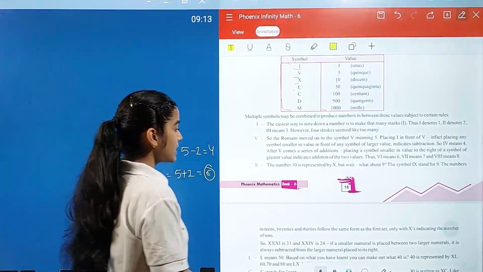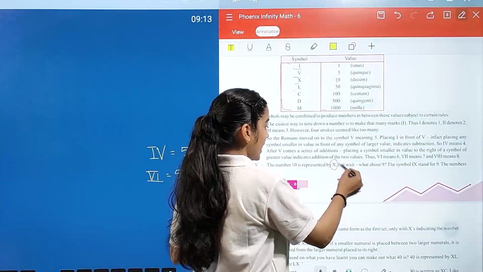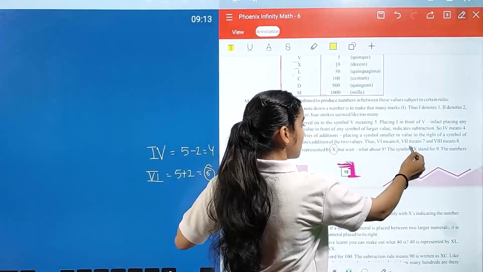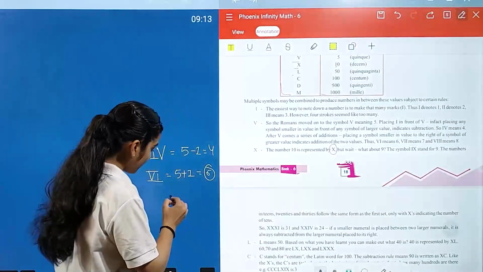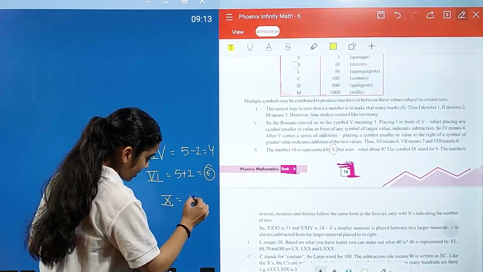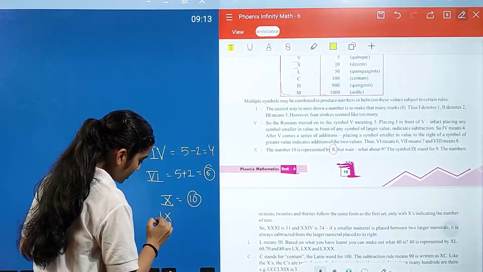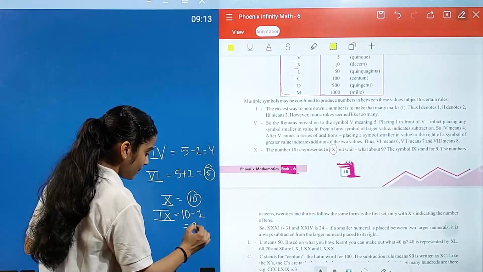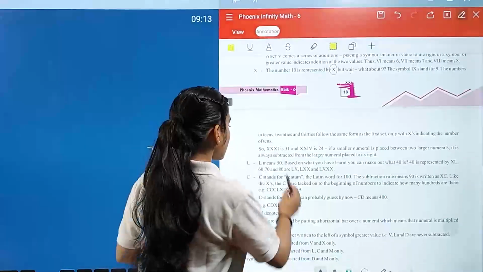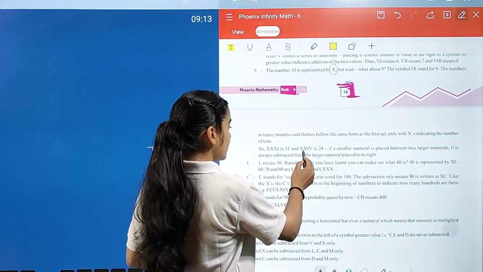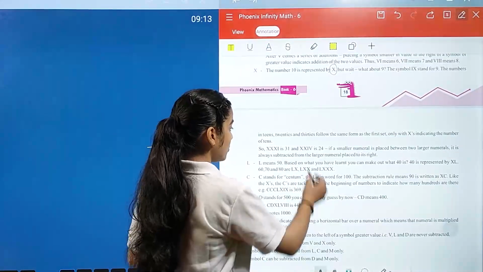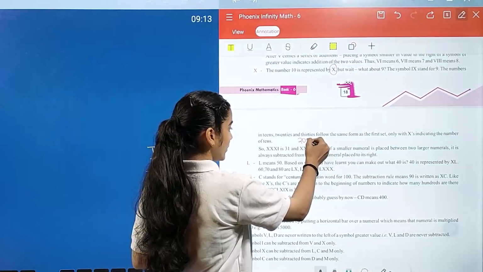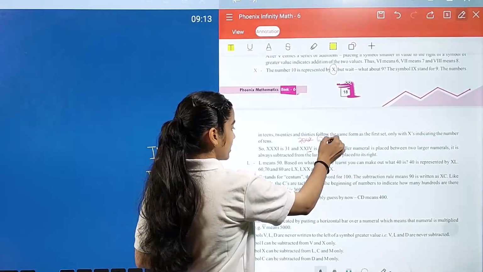Okay, students. Next, the number 10 is represented by X, but wait, what about 9? This symbol stands for 9. Similarly, if I, representing 1, is on the left-hand side of X, it means I have to subtract it. So 10 minus 1 is equal to 9. Now, XXXI is 31 and XXIV is 24. How? We have 20. In 20 we have 4. So 24 is our answer.